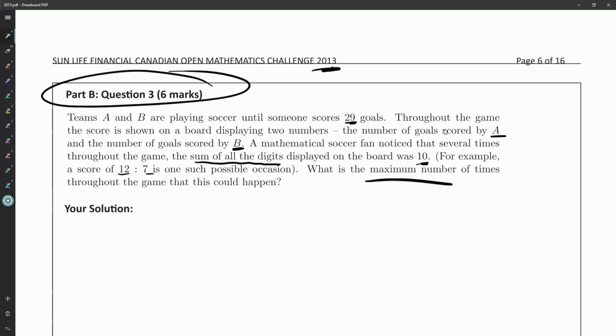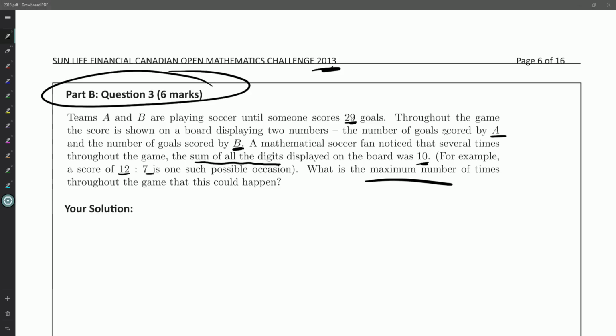Alright, so until someone scores 29 goals, the highest possible score we could have would be 29-28. So that's a lot of wiggle room. Or 28-29 if Team B wins. But now, scores are only going to increment by 1. You sort of have to understand soccer. This would be different if it were an American football question, because scores can jump up by 6s and things like that. So it's good that they chose soccer or hockey, something that goes up by 1 point at a time.